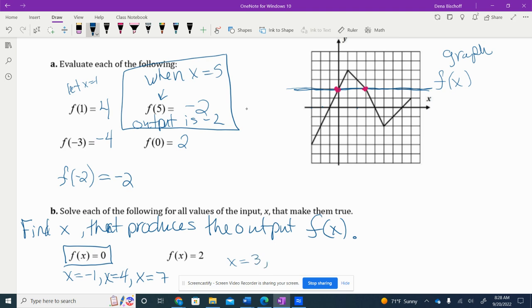X equals 3. So at f of 3, my output is 2. Perfect. And what's the other one? There's one more. Yeah, good job. At f of 0. Awesome, Alexis. So those would be your 2 values. You could write it as f of 0 equals 2, f of 3 equals 2.